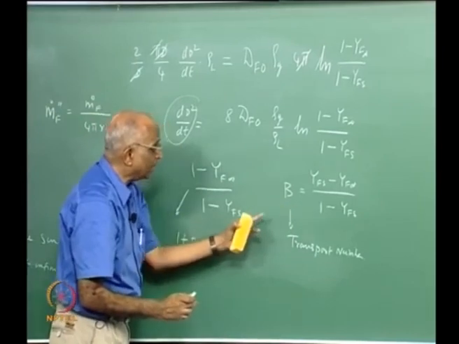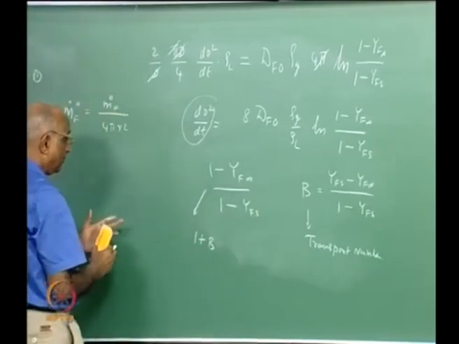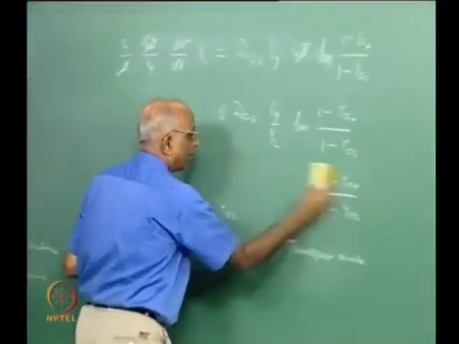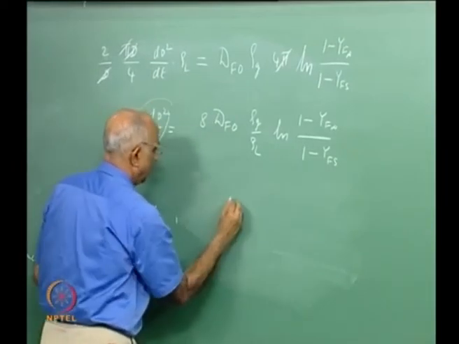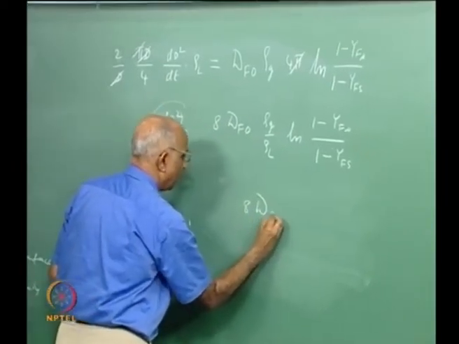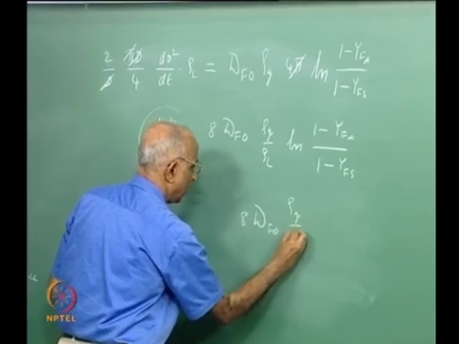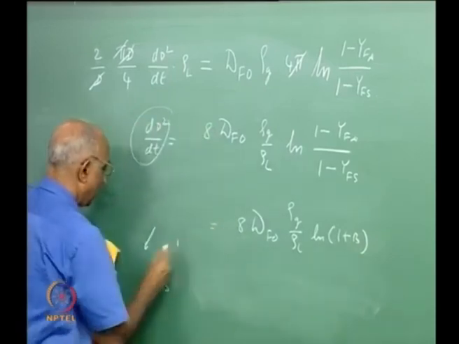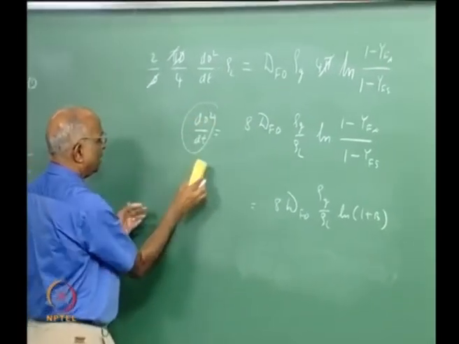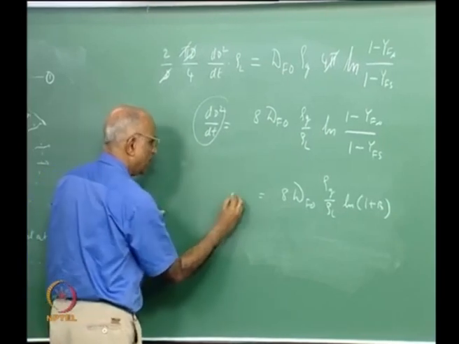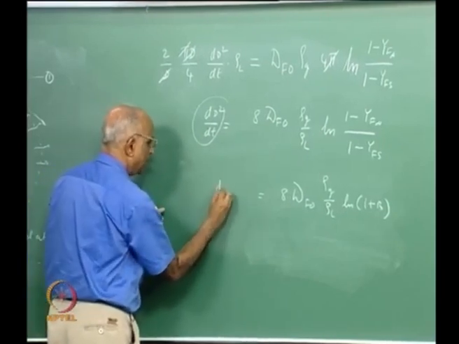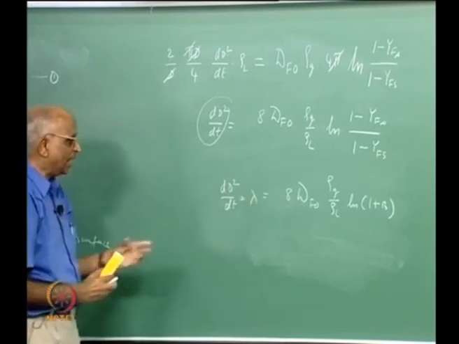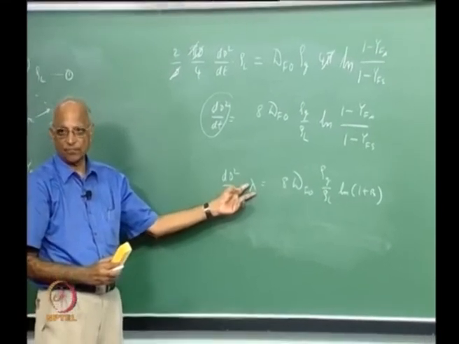I can therefore write this expression as equal to 8 times the diffusion coefficient of fuel in oxygen, rho g by rho l, into ln of 1 plus the transport number, and this is the rate of evaporation. I find it really is a function of fuel and oxidizer, which I say is equal to d(d square) by dt, which is a constant for a given combination, and this defines my evaporation rate constant.